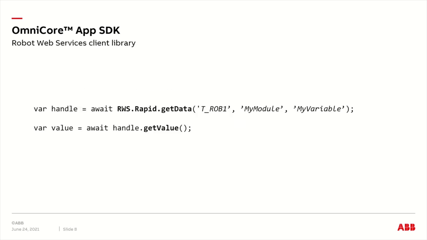Here is a simple JavaScript example where we first create a handle to the myVariable Rapid variable located within the myModule Rapid module on the trob1 Rapid task. The client library will make sure that the variable exists on the controller. If not, an exception will be thrown. On the second line, the handle is used to get the current value of the variable. The handle can also be used for other purposes, such as updating the value on the controller or setting up subscriptions.